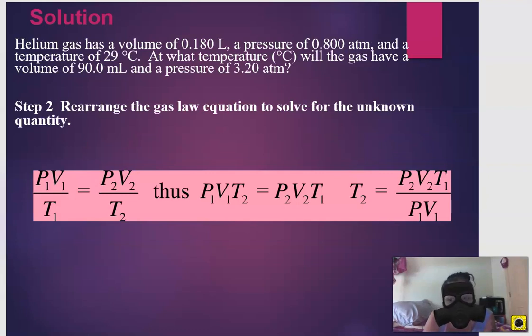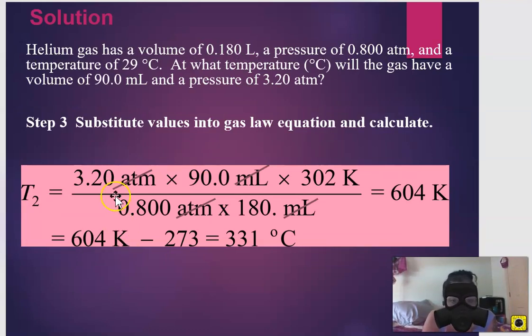Now we're going to rearrange to find the unknown variable. In this case, it is T2. To get that by itself, we just cross multiply. So T2 times P1 V1 equals T1 times P2 V2. And then we divide by P1 V1 to get T2 by itself, which is what you want. Always do that before you put numbers in.